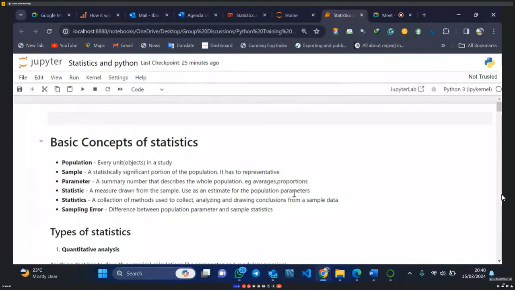A statistic, kindly Jebet explain, I've forgotten statistics. Let me mute for a minute.